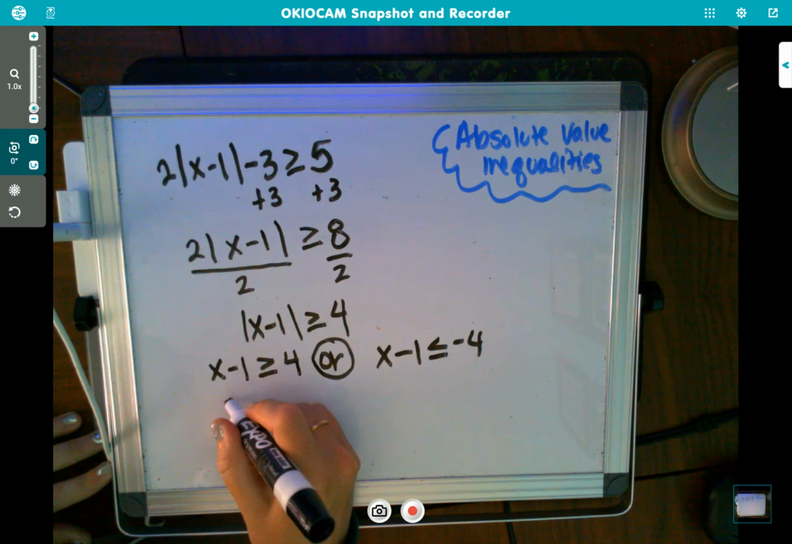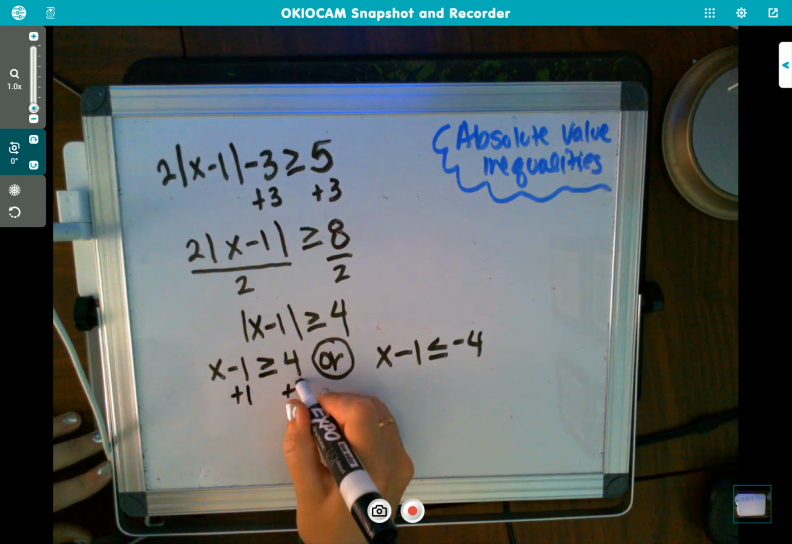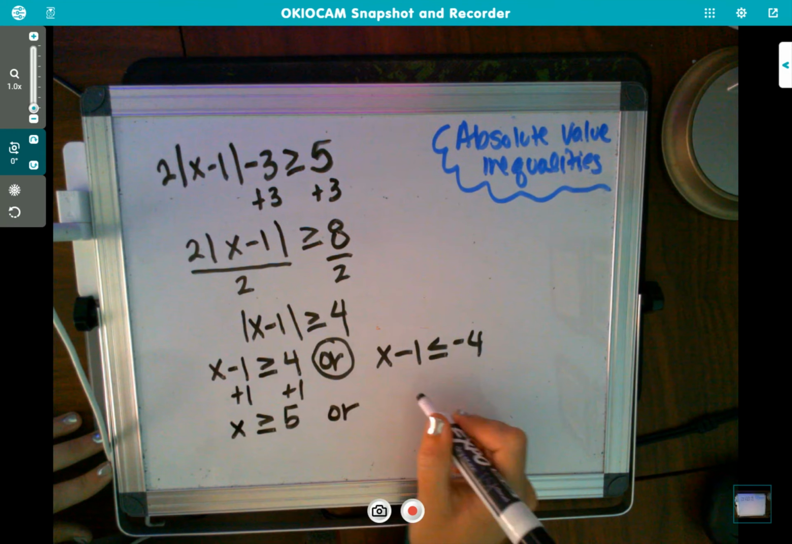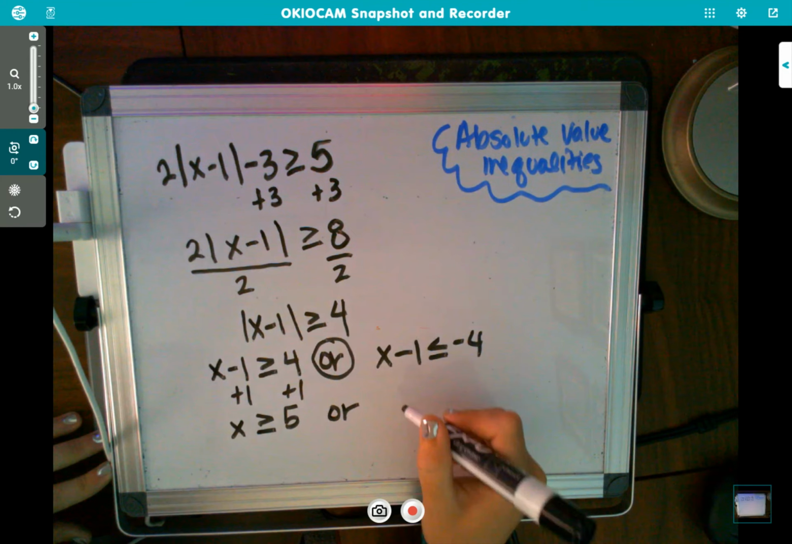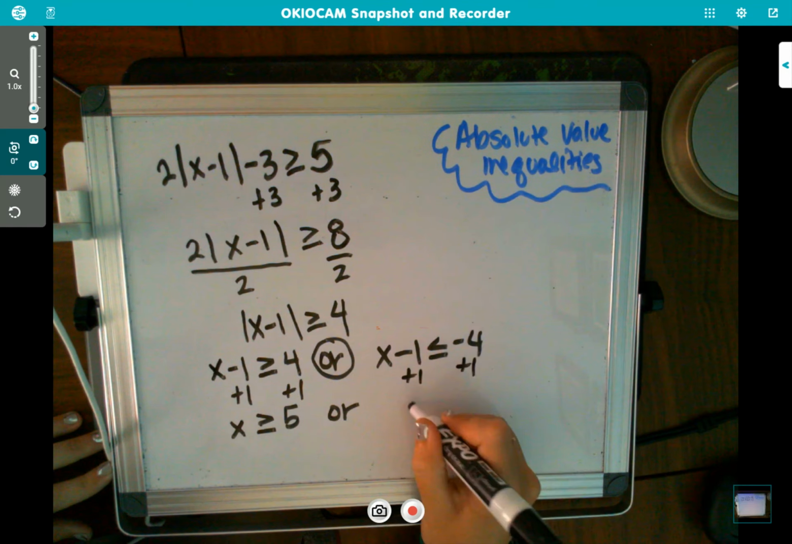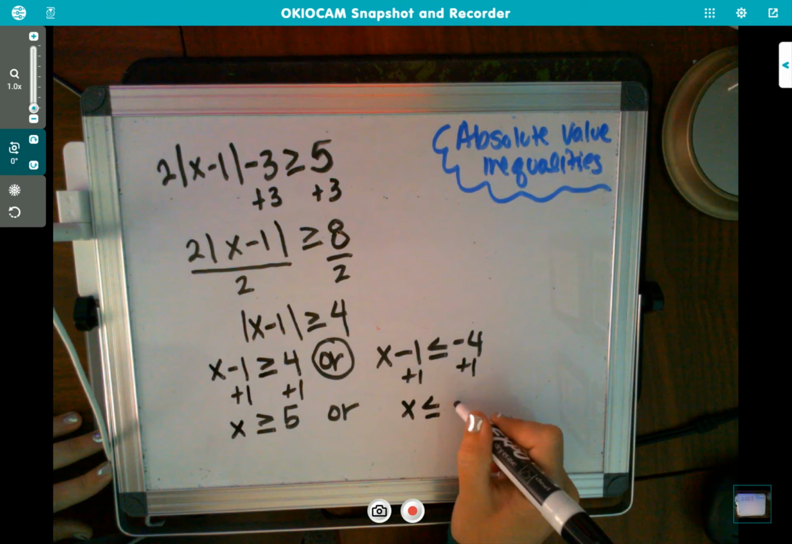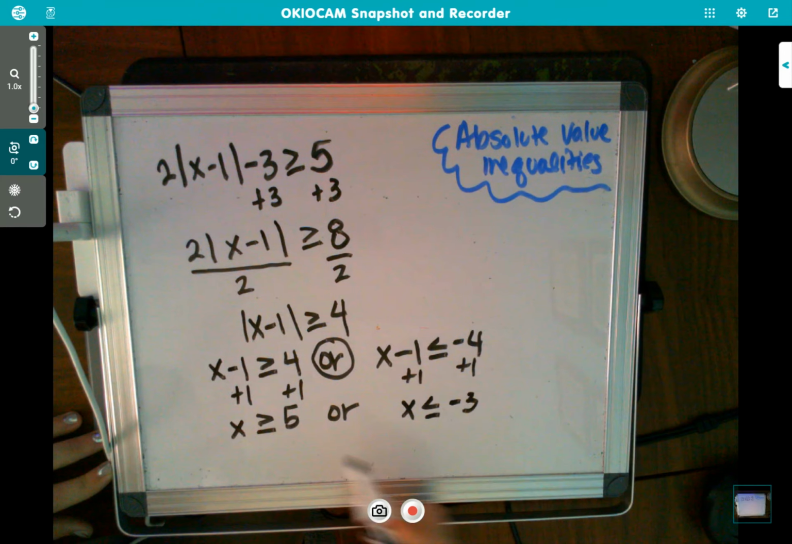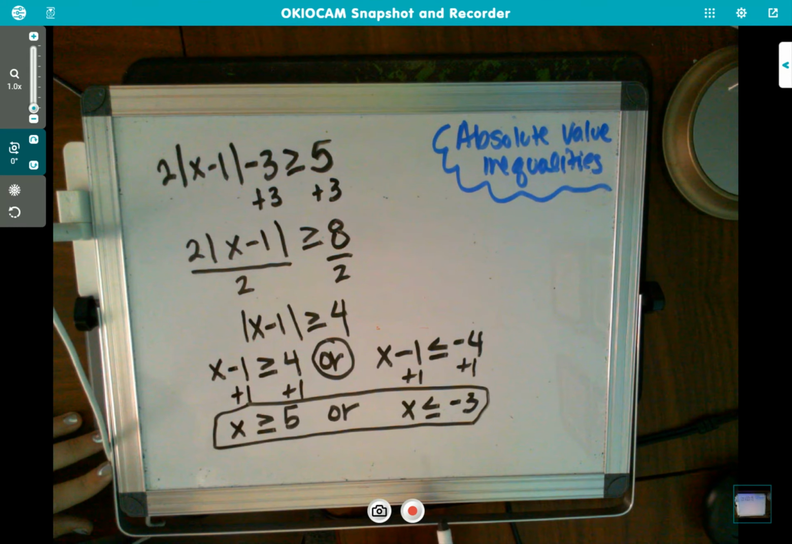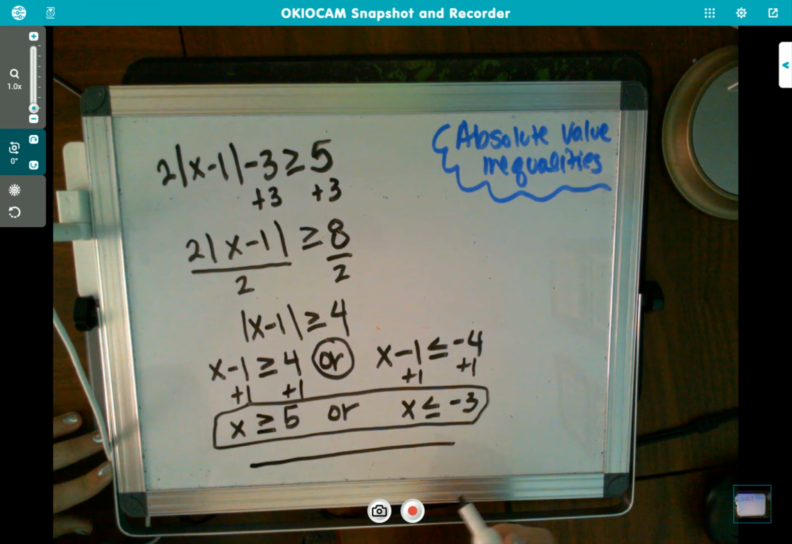So we've got to add 1 to both sides. So x is greater than or equal to 5. Or, that or is important. You don't have to write it at the end, but I like to write it at the beginning to remind me. And then again, we add 1, x is less than or equal to negative 3. That is your answer. With ors, you cannot stick them together. That is it.